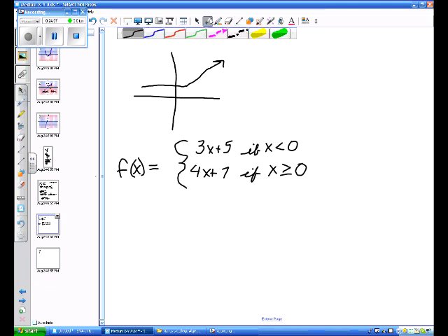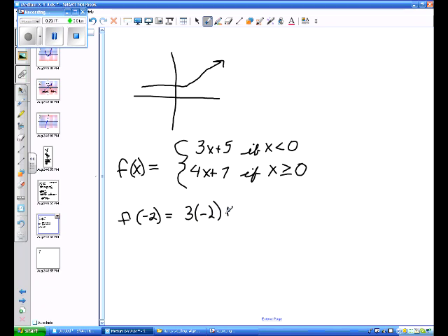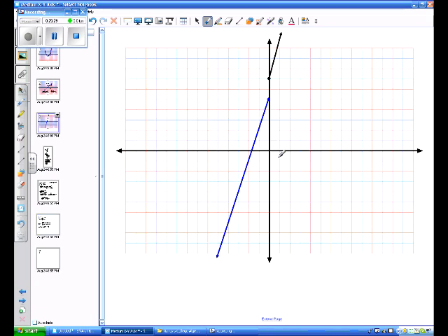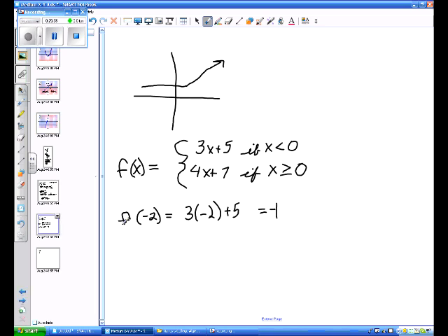So let's say we want to find f of negative 2. Well, what we do is decide which one of these we're going to use. Negative 2 is less than 0, so we would plug it into this function. So 3 times negative 2 plus 5 would be negative 6 plus 5, or negative 1. And if we went back and looked at our graph, we can see that when x is negative 2, our graph was at negative 1.